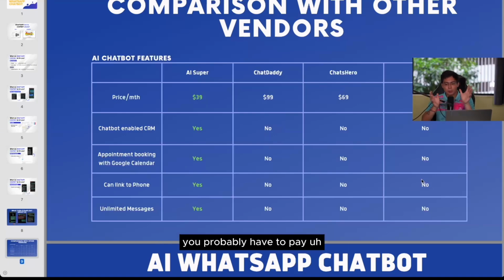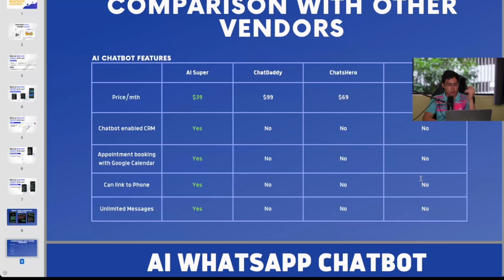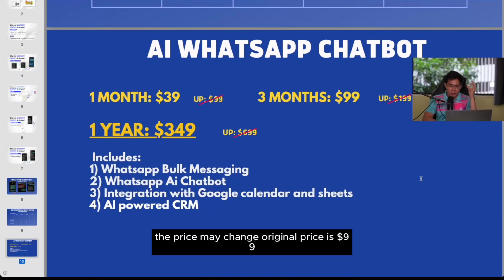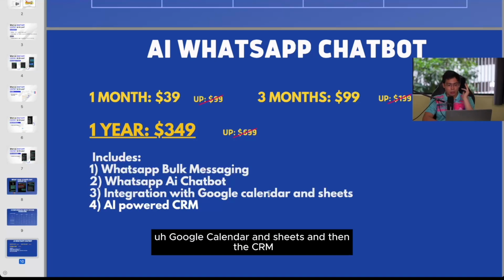With this we have unlimited messages. For them you probably have to pay a few cents for each message. This is our promo for May. Of course after May the price may change. The original price is $99. What you get is the bulk messaging, the chatbot, Google Calendar and Sheets, and the CRM.